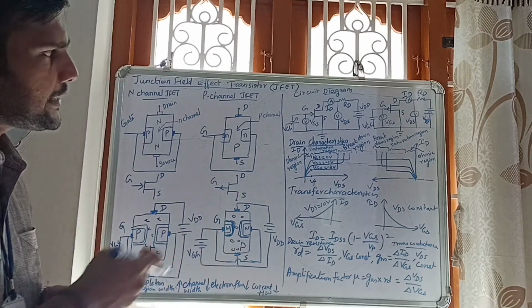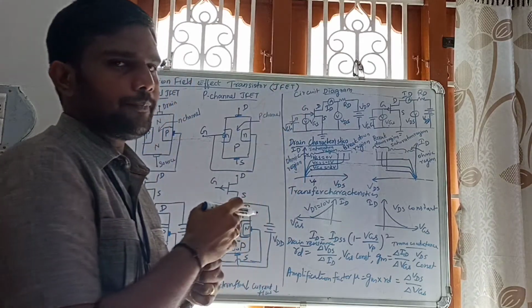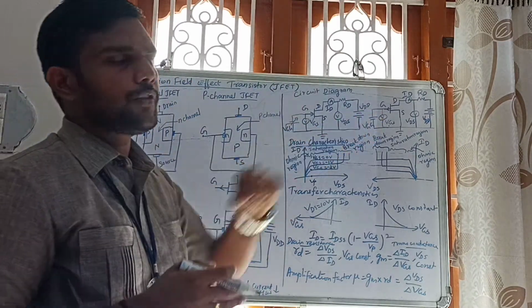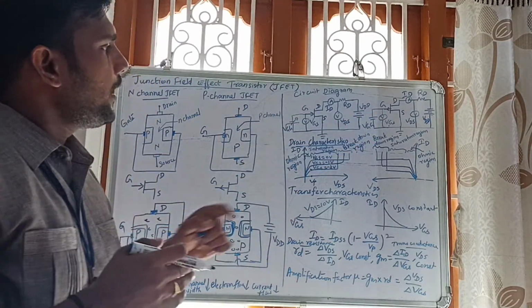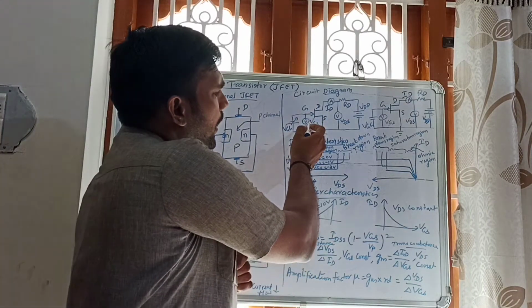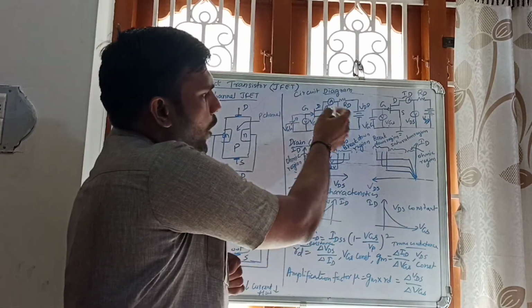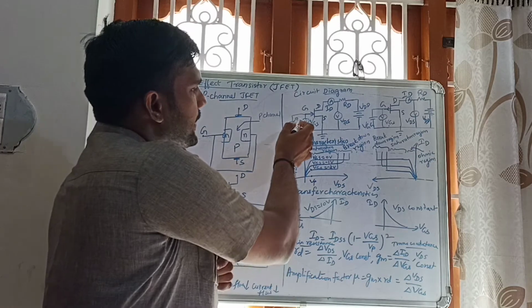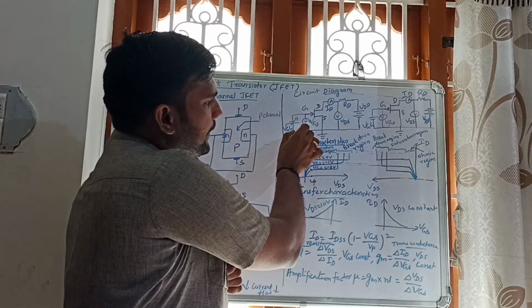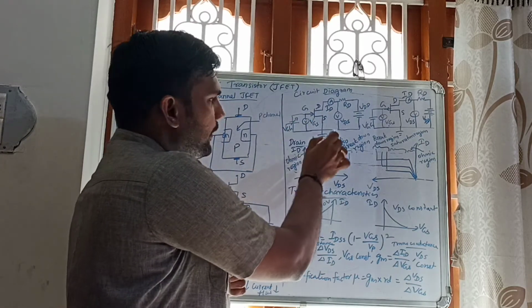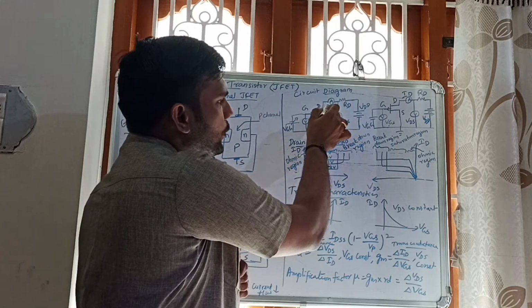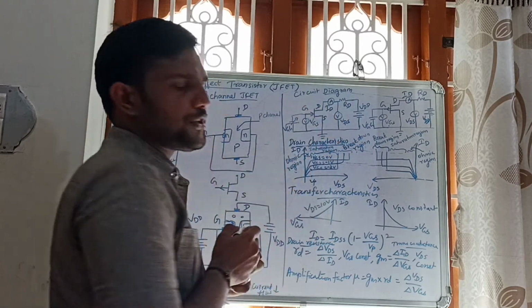Okay. Next, let us see the circuit diagram. This is for the N channel JFET. This is for the P channel JFET. See, this is the input side. This is the output side. At the input side, gate to source voltage is measured. At the output side, drain to source voltage and drain current are measured.